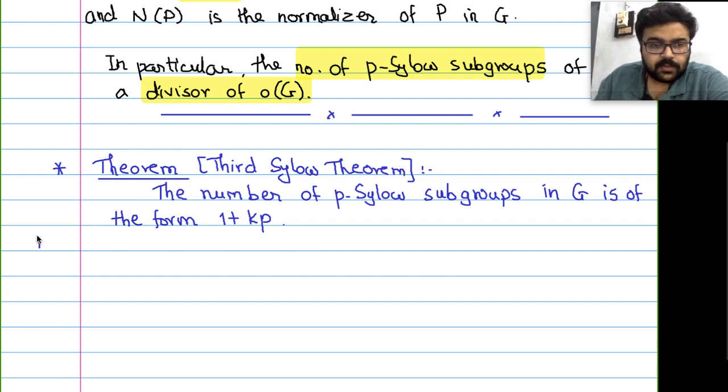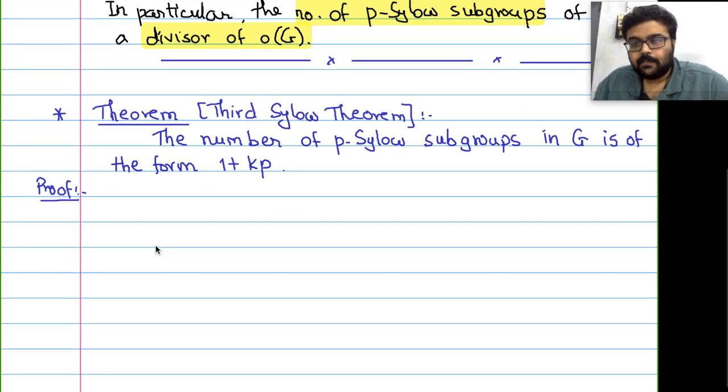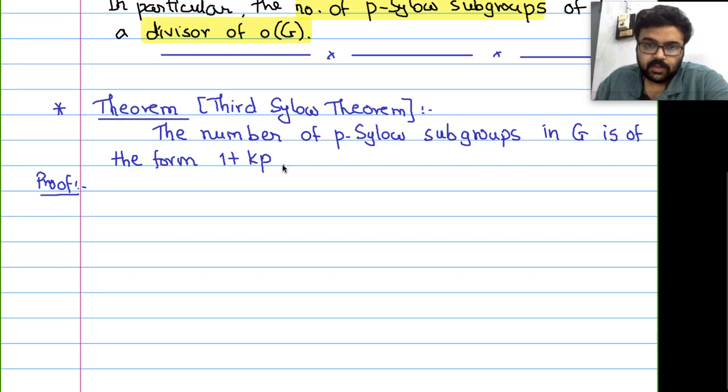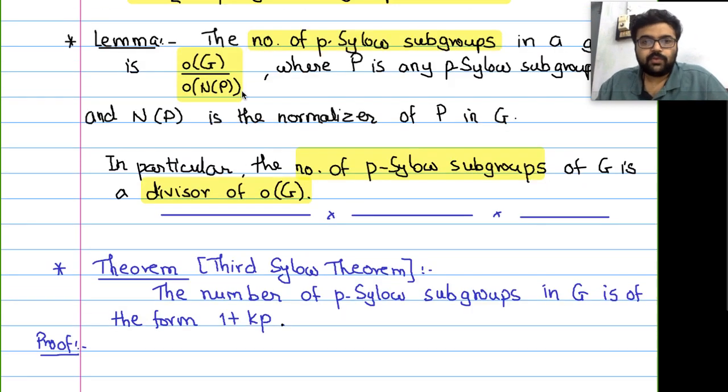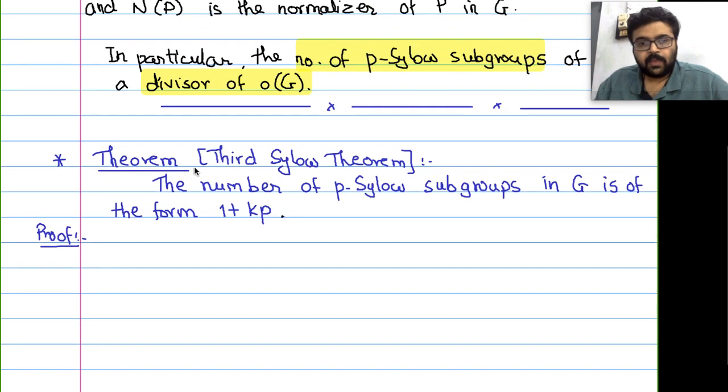So let us see the proof of this. This number will be useful in solving examples. This is what we use, we do not use the other one. But the other is important because it helps us in arriving at this number, order of G upon order of N_P. It is good that we know that exact number, which will be used in this theorem.